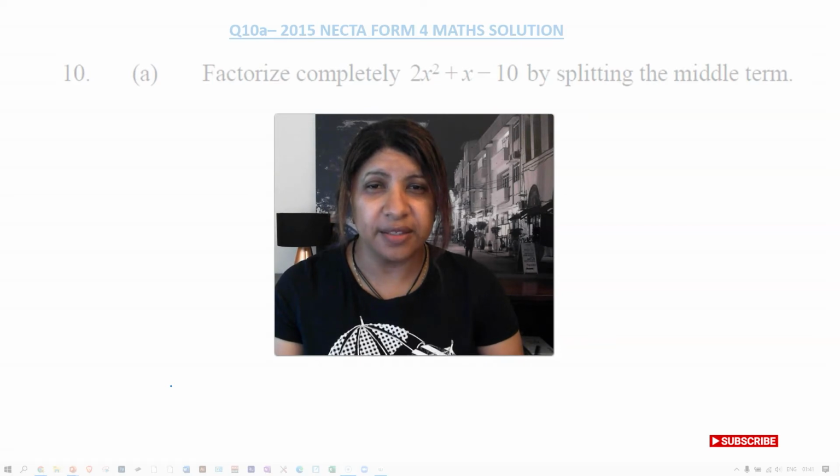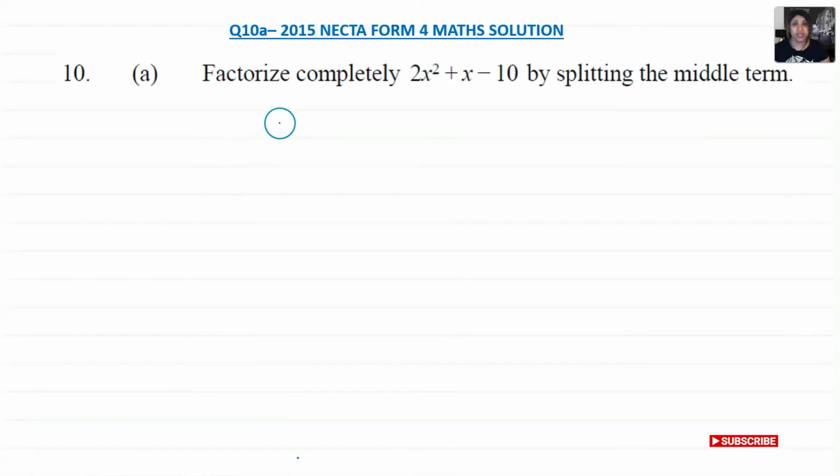Okay, so let's start. For 10a, we are asked to factorize completely 2x squared plus x, take away 10, by splitting the middle term. So what does factorize mean? It means we need to put this expression into brackets. Two brackets, because it is a quadratic expression. So let's go ahead and start factorizing.